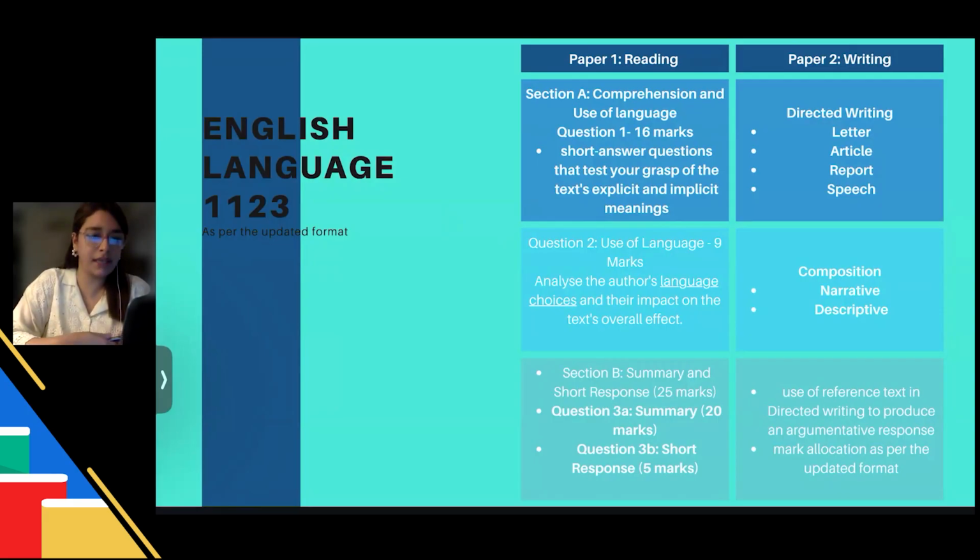All right. So in this case, in section A, which is comprehension and use of language, you have question number one, which will be up to 16 marks. It could vary, but the division will be 25 marks for the entire section. So you will have your question number one, which is going to highlight the idea of short answer questions in which you will be questioned on your ability to understand explicit and implicit meanings. All right. That basically means what is directly mentioned within the text, if you're able to understand that.